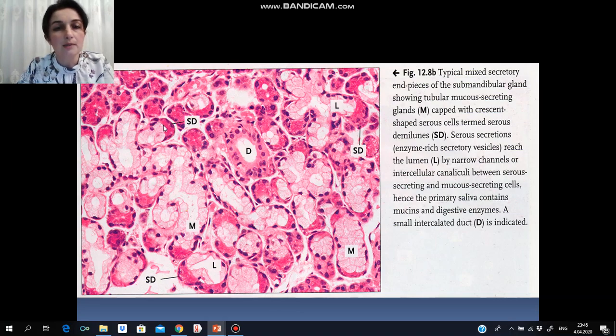If we are talking about the submandibular gland, its output constitutes 60% of all saliva. And 90% of its secretion is serous, but 10% will also be mucus. So that's why the main secretion of the submandibular gland is the serous component. And the duct portions we can see also here, intercalated ducts.